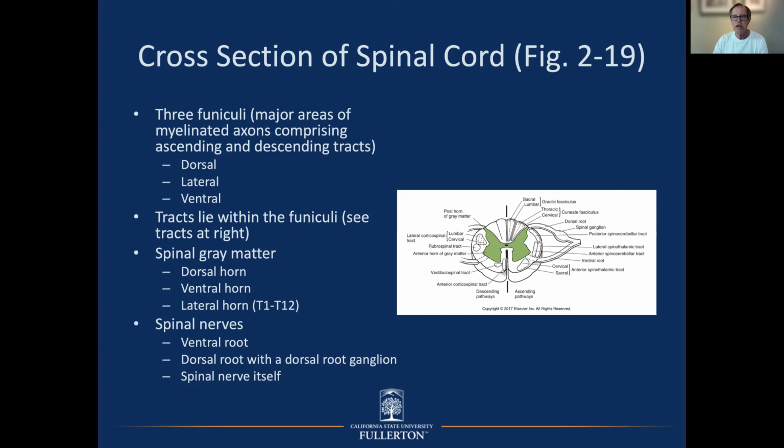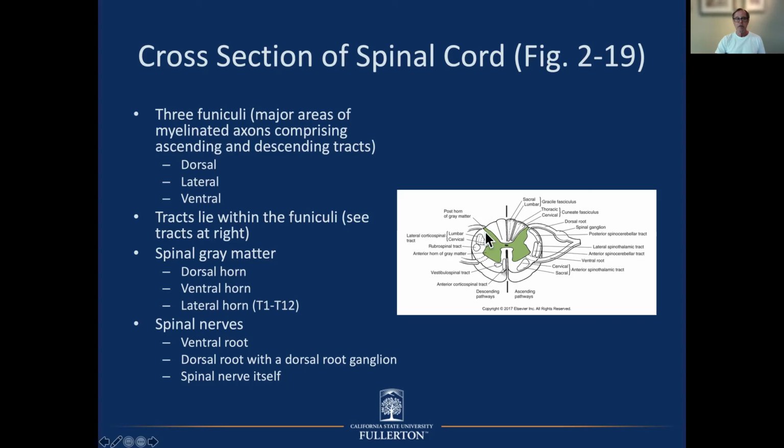And then realizing that each of those funiculi does contain tracts, each of which will have a different function from the other. All right, another main landmark would be the dorsal gray matter, the spinal gray matter, shown in green here. The spinal gray matter contains cell bodies, and there are going to be synaptic connections and the processing of information. Right now, we just want to name them.